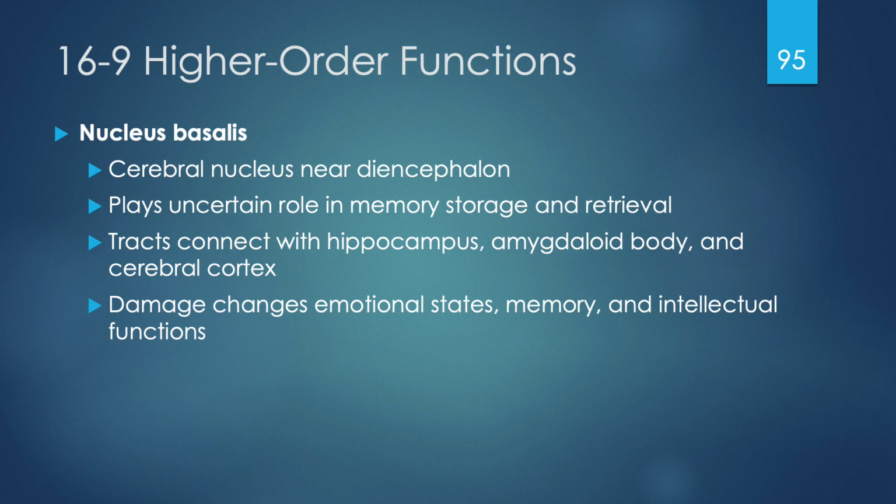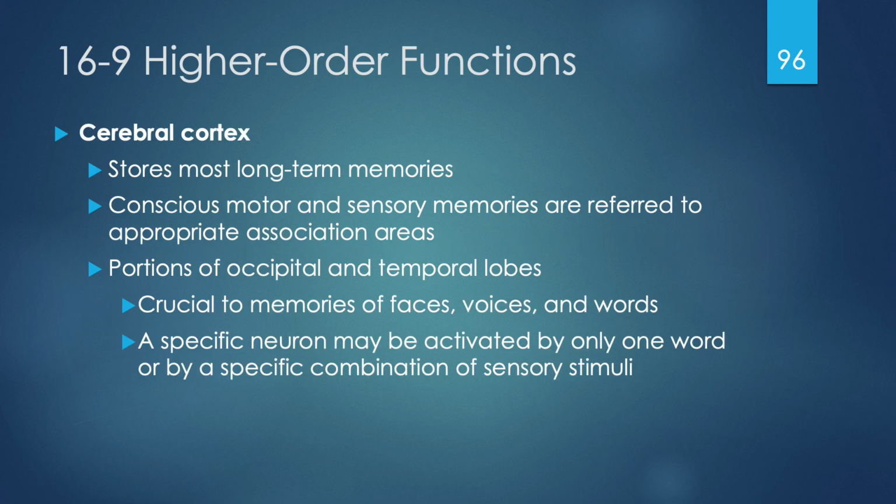The cerebral cortex is the location of storage for most of our long-term memories. So our conscious motor and our sensory memories are going to be referred to the appropriate association areas. So for example, that would mean that if we have visual memories, those would be stored in the visual association area. Now, portions of our occipital and temporal lobes are also involved, and these are critical to memories of our faces that we see, voices we hear, and the words that we hear and use as well.